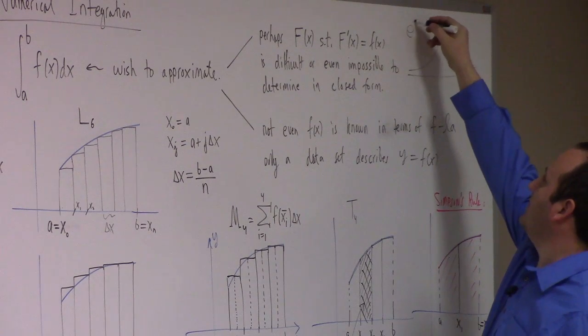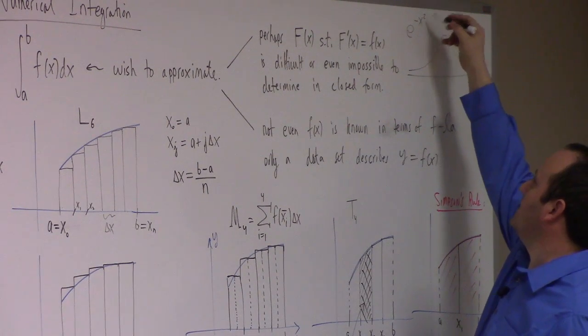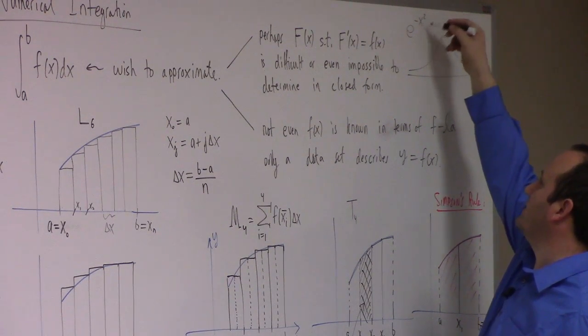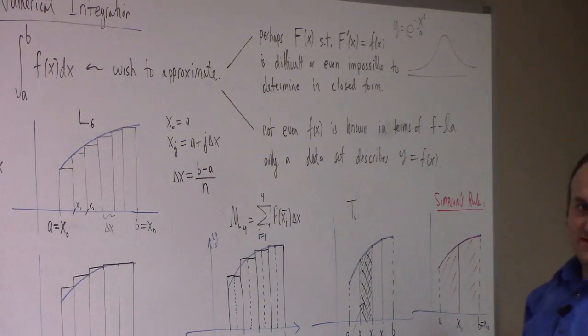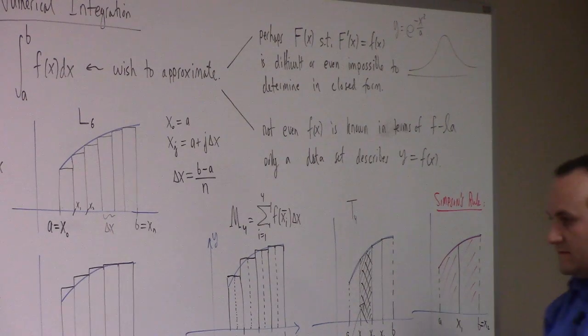E to the what? E to the minus x squared, something like this. Some constant, you can throw a constant in, divide by a or whatever. This function does not have an antiderivative in terms of elementary functions, exponentials, sines, cosines, finite combinations of algebraic expressions. So there doesn't exist a nice antiderivative for that function, and yet it's so important to the study of statistics, right?